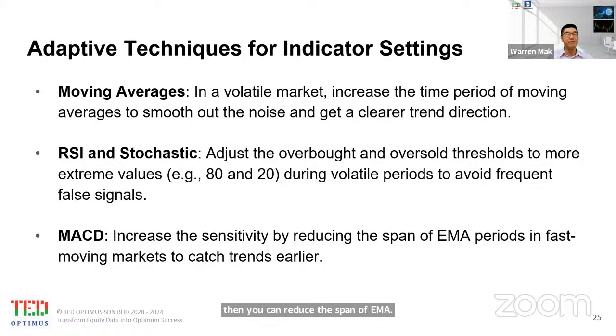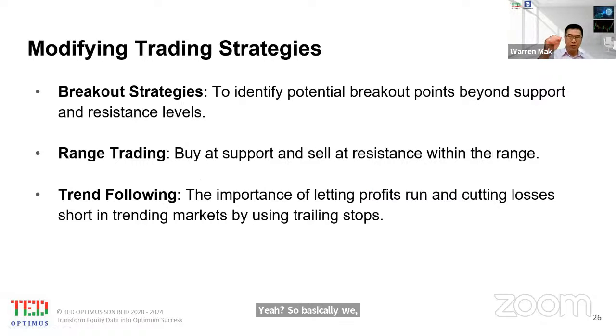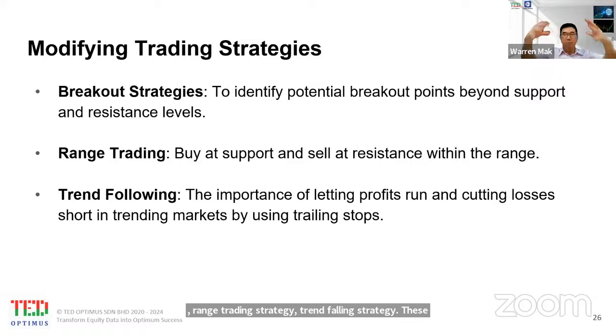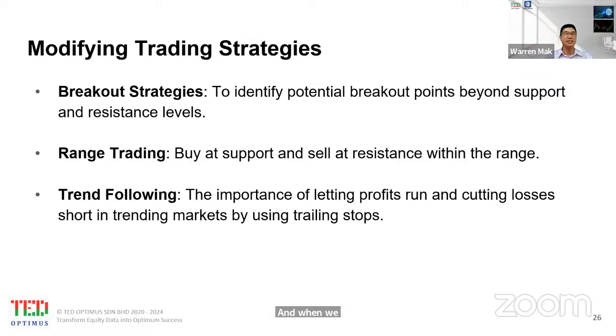So basically, we almost cover all theory, and this is the last bit. We will use charts to apply what we just learned. So breakout strategy, range trading strategy, trend following strategy. These are different strategies, and when we operate with the objective of using a certain strategy, then we have to adjust our technical indicator accordingly. Okay, let us go to the chart.